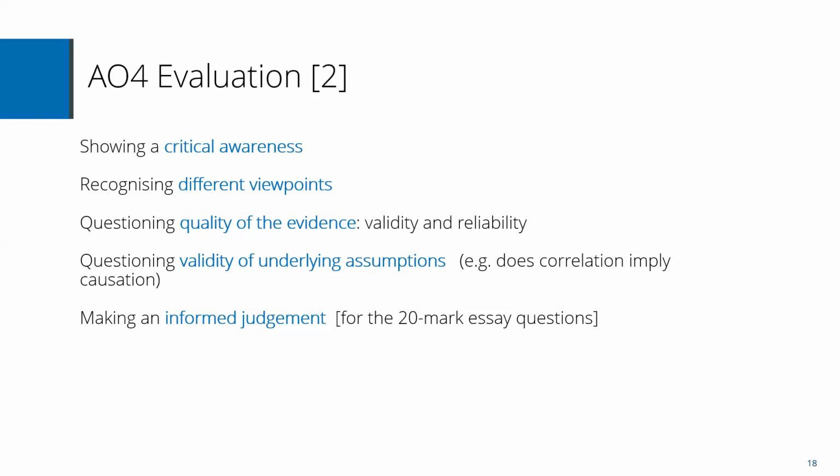Some other ideas of what evaluation might lead up to that point, well, critical awareness, the different viewpoints that we've said, and the quality of the evidence. So it might be that it's an argument that's been presented, but perhaps the evidence is not likely to be as strong or substantially backed up, and therefore that might limit the consequences of what's occurring. Underlying assumptions as well. So these are all different ways in which evaluation can occur. And as I say, leading to that informed judgment on the 20-mark essay questions.